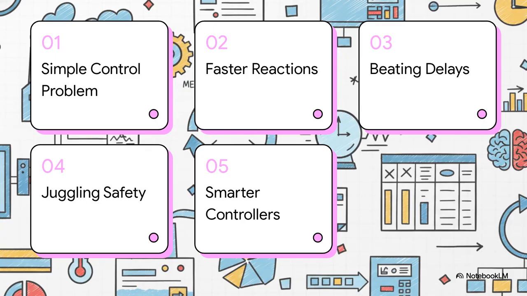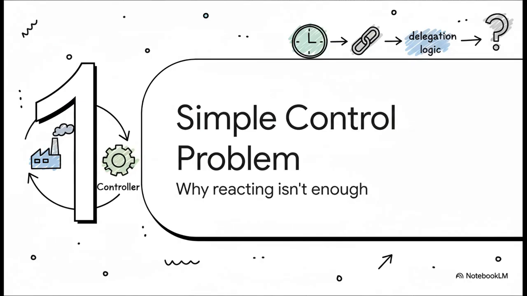All right, so in this explainer, we're going to see how engineers have built on that really simple idea. We'll kick things off with the basic control problem, then we'll look at some cool strategies for getting faster reactions, beating annoying time delays, and even juggling safety versus performance. And finally, we'll peek into what happens when these controllers start getting seriously smart. So let's dive right in with this simple control problem.